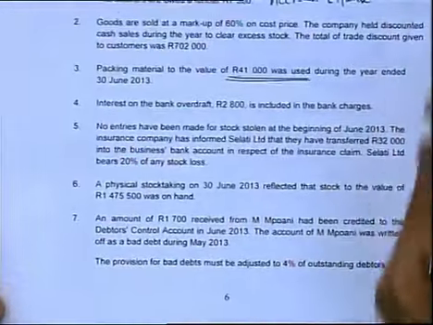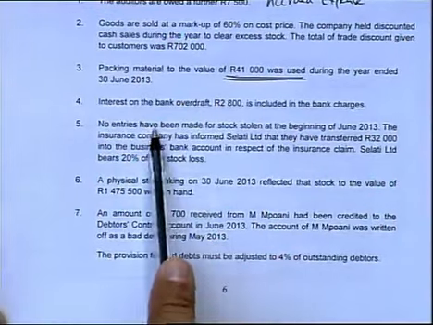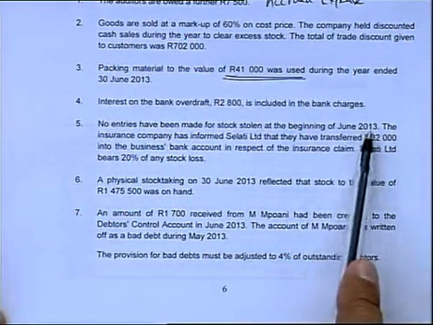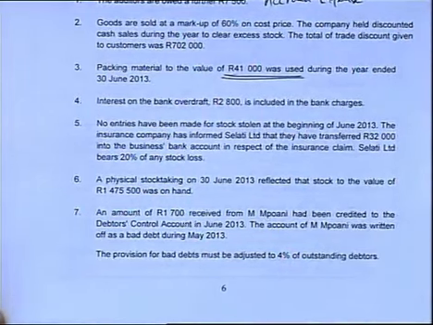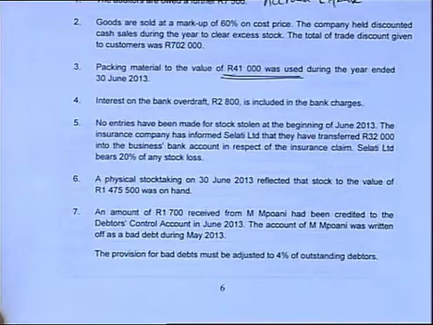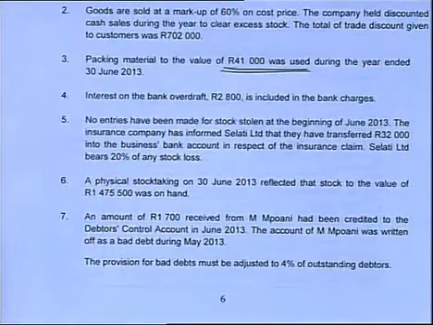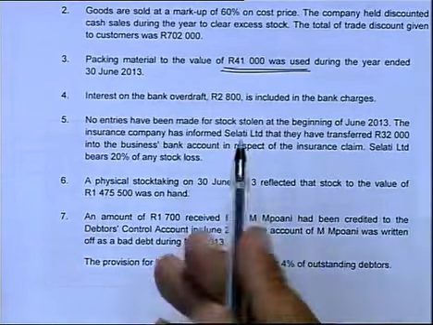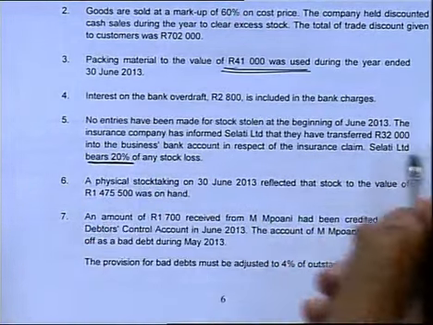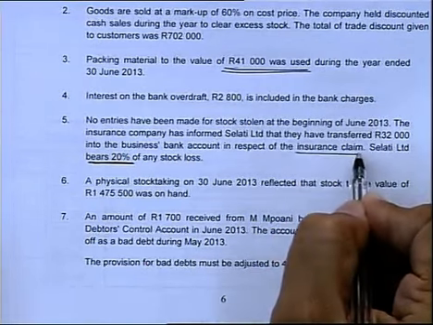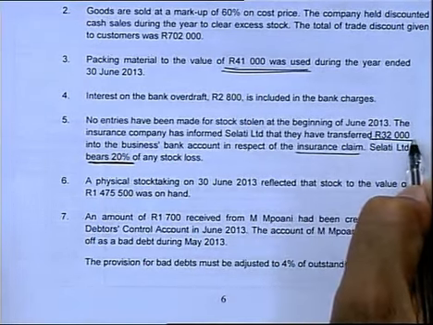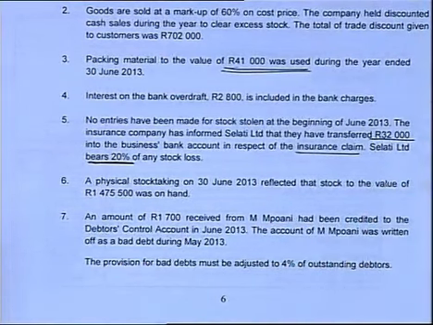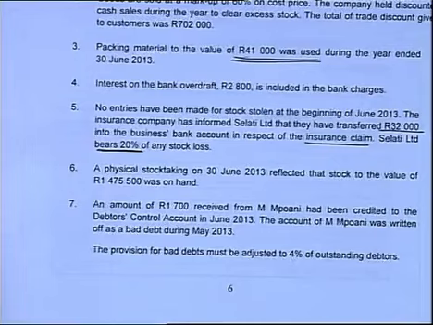At the next adjustment, it says no entries have been made for stock stolen at the beginning of June. The insurance company has informed Salati Limited that they have transferred 32,000 Rand into the business's bank account in respect of the insurance claim. Salati Limited pays 20% of any stock loss. Okay? So they're saying that they pay 20% and the insurance company has transferred an amount of 32,000 Rand into the business bank account.